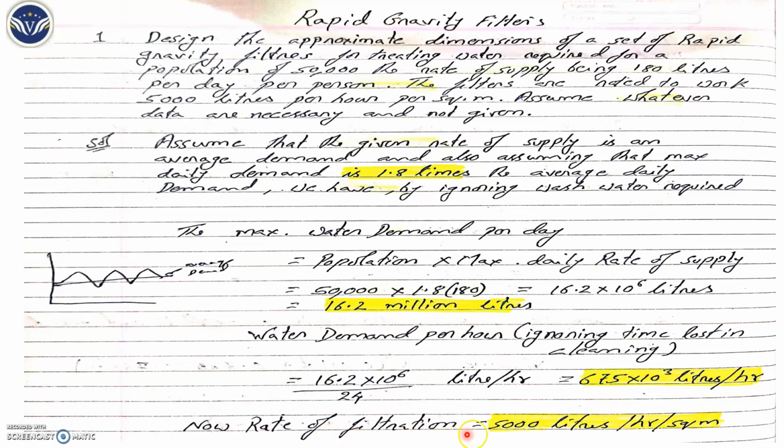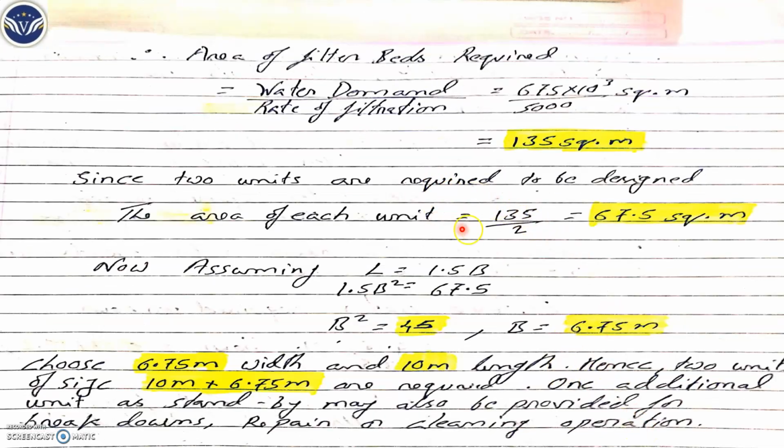Now the filtration rate has already been given: 5,000 liters per hour per square meter. Using these two things, you are going to design a bed for the filter. The area of the filter bed required is the water demand divided by the rate of filtration, that is, 675 into 10 raised to 3 divided by 5000. So you will get around 135 square meters.